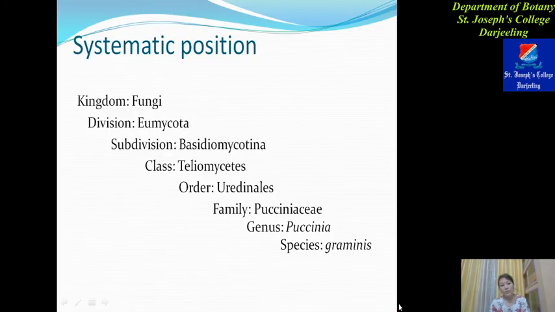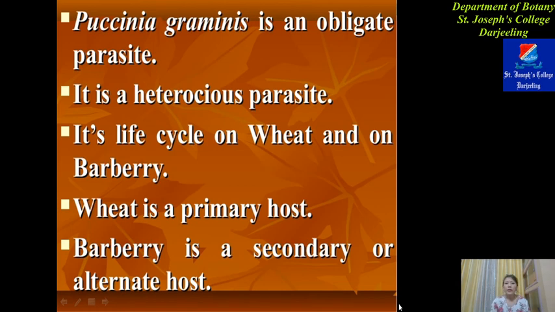The systematic position: it belongs to kingdom Fungi, division Eumycota, subdivision Basidiomycotina, class Teliomycetes, order Uredinales, family Pucciniaceae, genus Puccinia, and species graminis. There are other species also, but this specific species, graminis, infects the wheat plant. This is an obligate parasite, so it requires a specific host, that is the wheat plant, and another secondary host for completion of its life cycle.